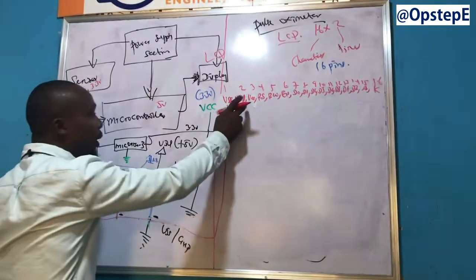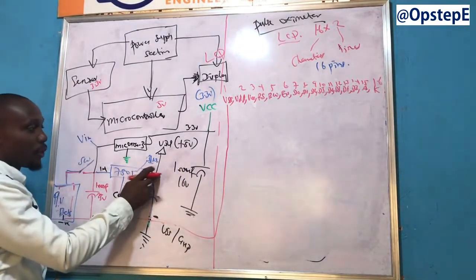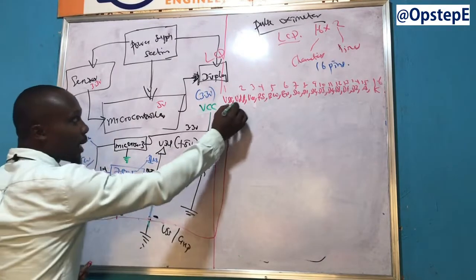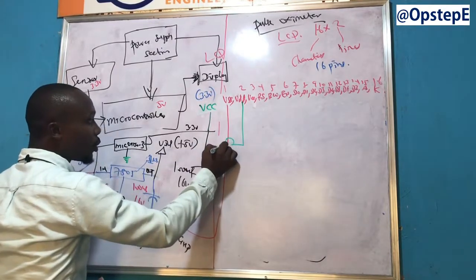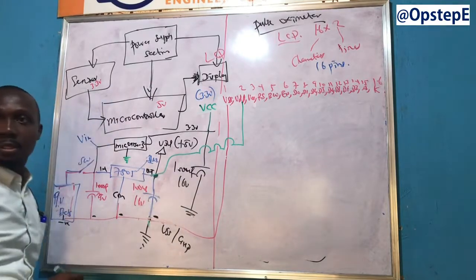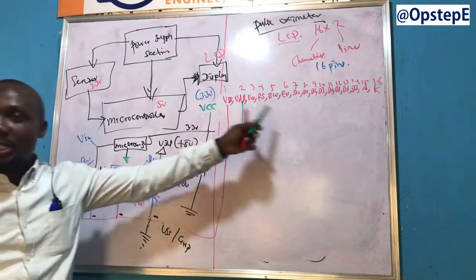Your VDD will then be connecting to here, to your 5 volts. So this part should connect to this place. Does it make sense? Now, instead of drawing wires like this, that is why we have those labels.